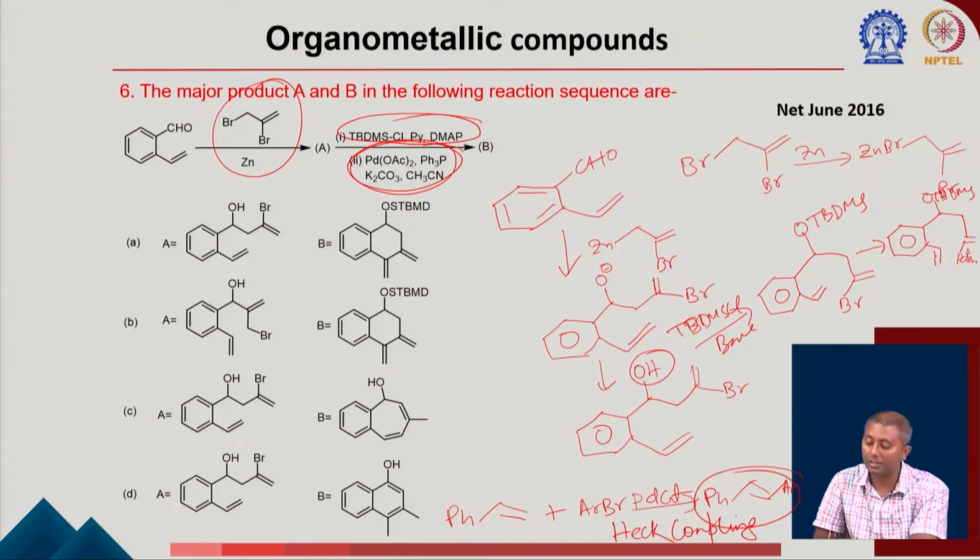Okay, once it goes for insertion with the olefin, first there is an insertion and then there is a reductive elimination. Once that happens, you end up generating a product. So you will be generating an exocyclic double bond here. You already have an exocyclic double bond here and you have an OTBDMS. Okay. So you will be generating a product like this.